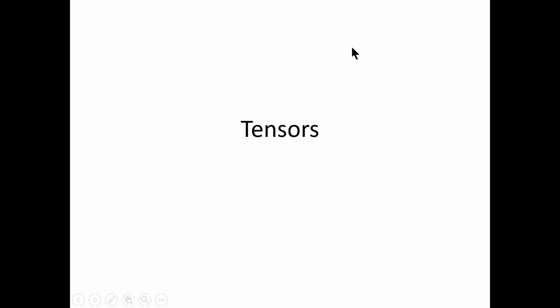So in this short video, we're going to see what is meant by tensors. Okay, so tensors. There are two kinds of tensors. One is called a covariant tensor, and another is called a contravariant tensor. So I'll introduce some notation and then try to explain what it means.